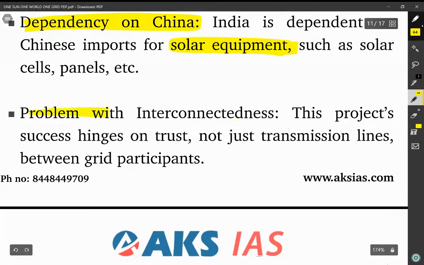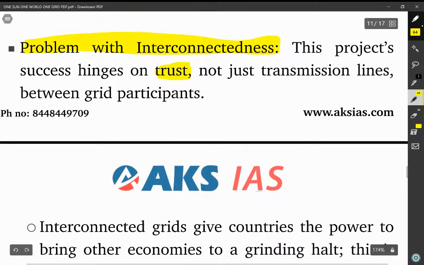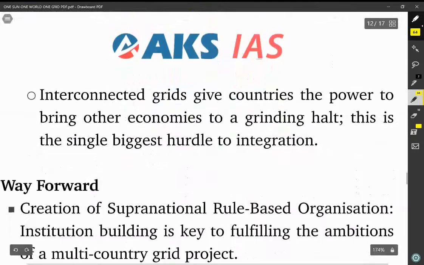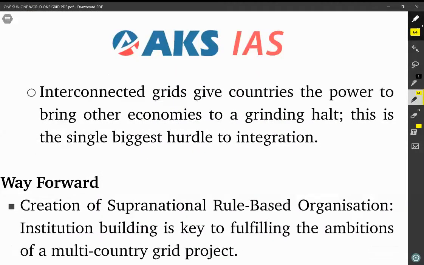The next important problem is the problem of interconnectedness. The success of this project hinges on trust, not just transmission lines between grid participants. Interconnected grids give countries the power to bring other economies to a grinding halt. This is the single biggest hurdle in integration.